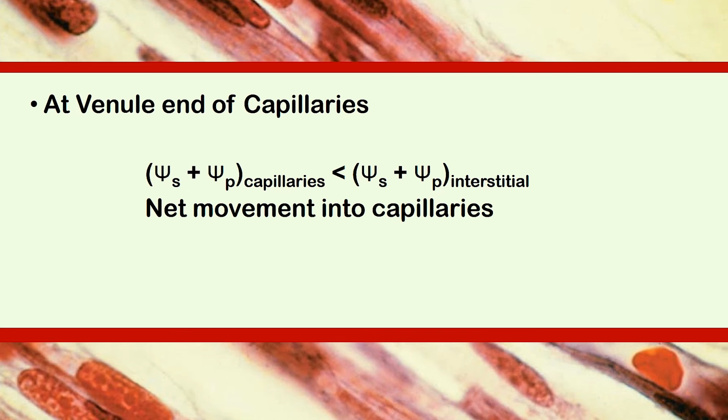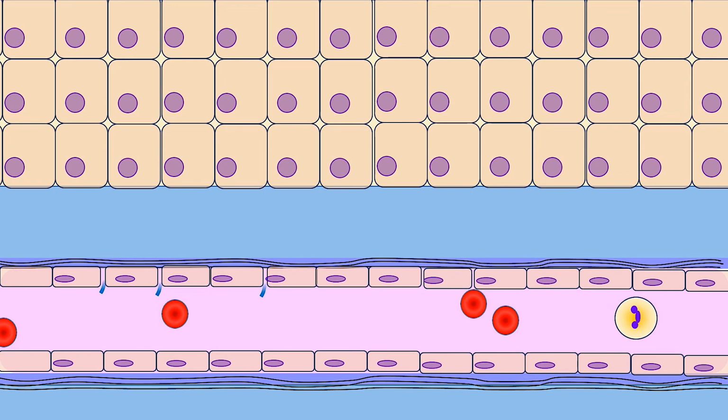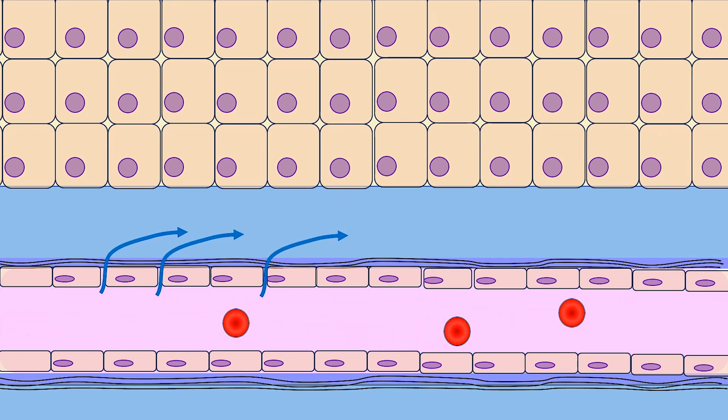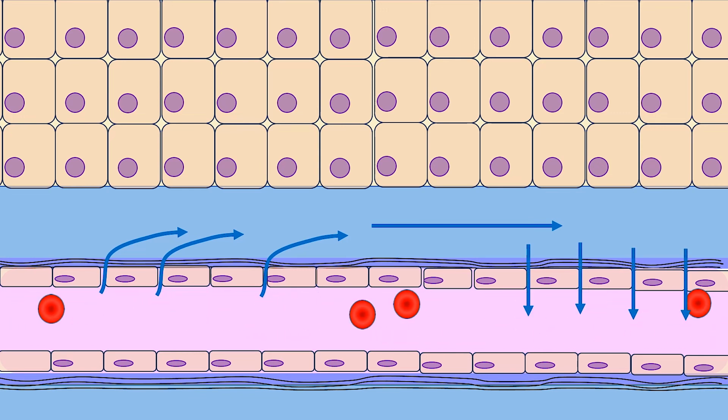Once you get to the venular end of the capillaries, you get to a point where the pressure has dropped enough that the sum of the solute and pressure potentials of the capillaries is now lower than the sum of the solute and pressure potentials in the interstitial fluid. As a result, fluids will have a tendency to flow from the interstitial fluid back into the capillaries, with some additional loss of fluid entering the lymphatic system.